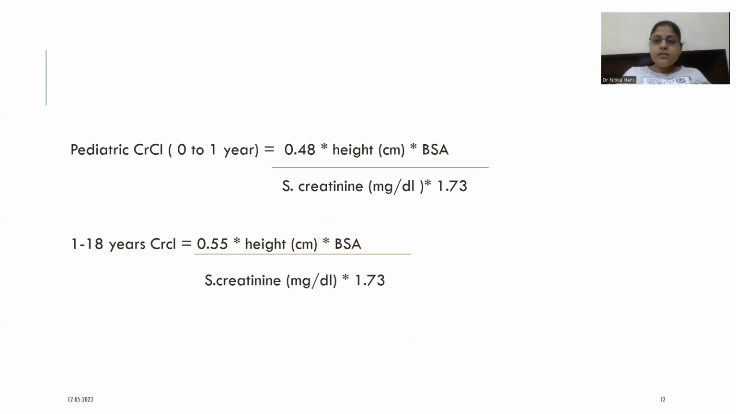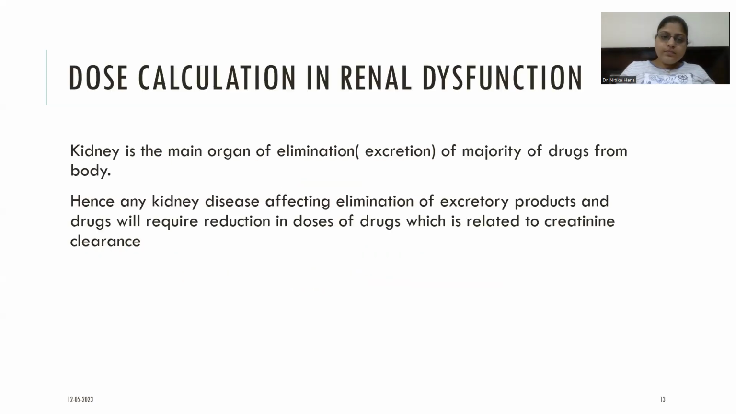Pediatric creatinine clearance, such as for infants, is 0.48 into height in centimeters into body surface area, upon serum creatinine into 1.73. And for 1 to 18 years, creatinine clearance is 0.55 into height in centimeters into body surface area, upon serum creatinine into 1.73. This is for the children.